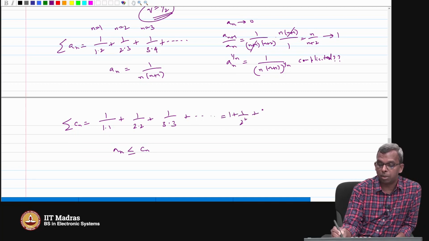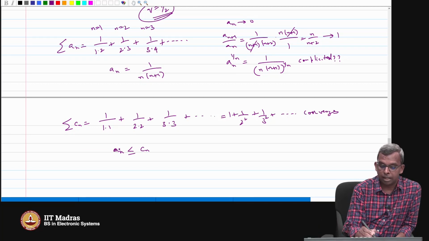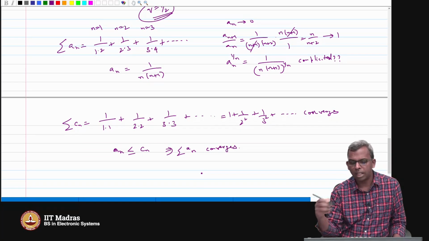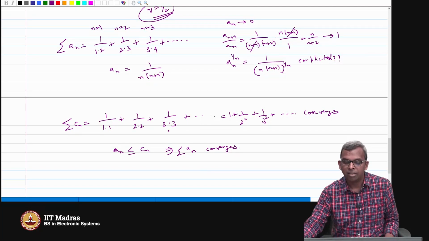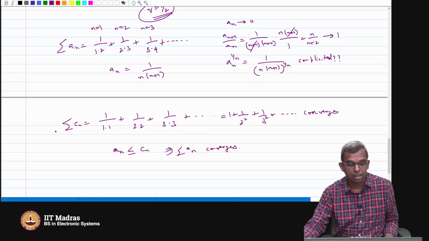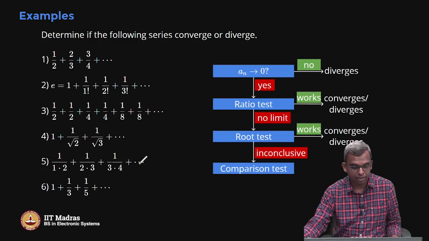And what is this c n? This is just 1 by 1 plus 1 by 2 squared plus 1 by 3 squared, and so on, and this I know converges. Since a n is less than or equal to c n, by the comparison test, a n converges. Converges to what exactly? Maybe we do not know, but it converges. So notice how, when the ratio test fails and the root test is a little more convoluted, the comparison test wonderfully works. So you got this.